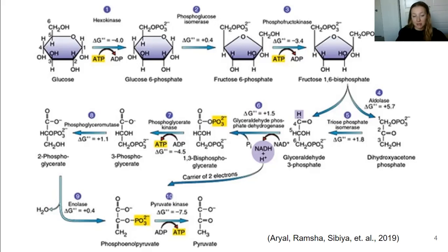So step 8, and this is why it is called the payoff phase, involves the rearrangement of the position of the phosphate group on the 3-phosphoglycerate molecule, creating 2-phosphoglycerate. This reaction is catalyzed by the enzyme phosphoglycerate mutase.